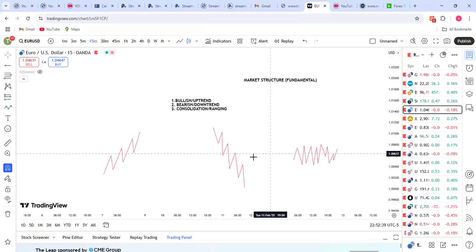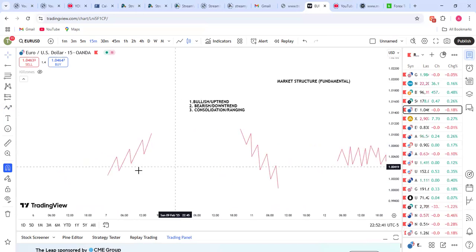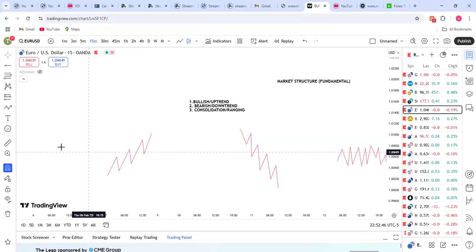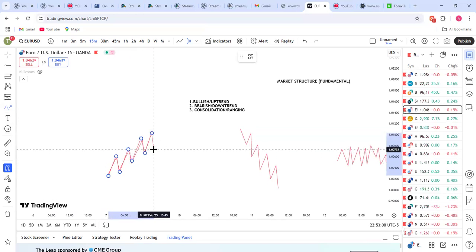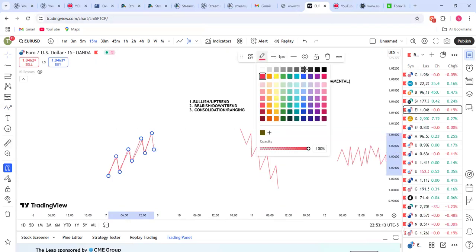So how do we tell if a market is bullish or bearish? The way we know is the way it gives us a repeated series of highs and lows. High and low, high and low, high and low. This is the way we know a bullish market.